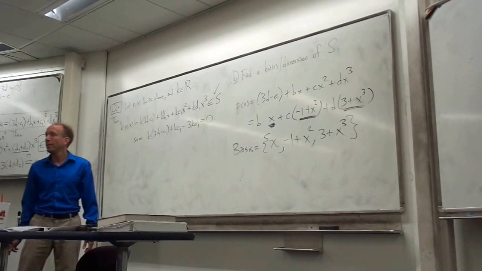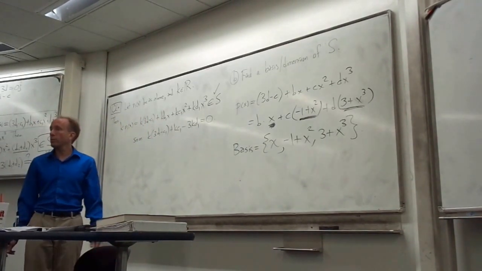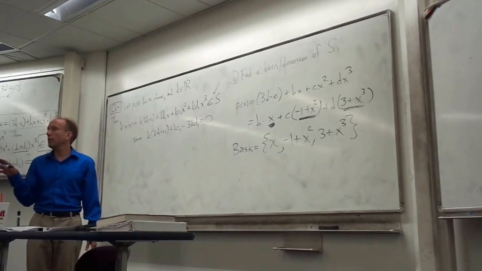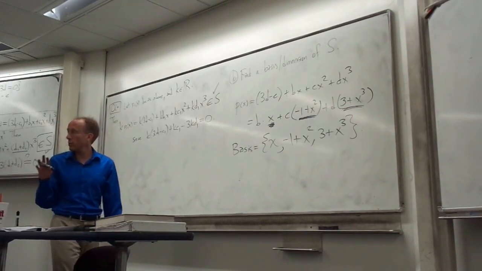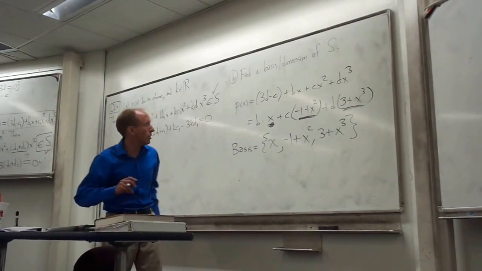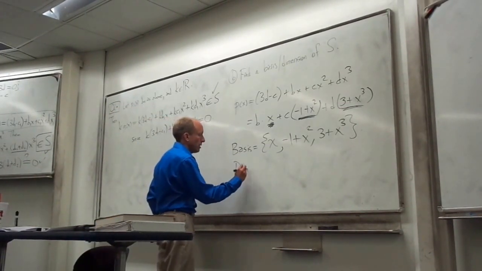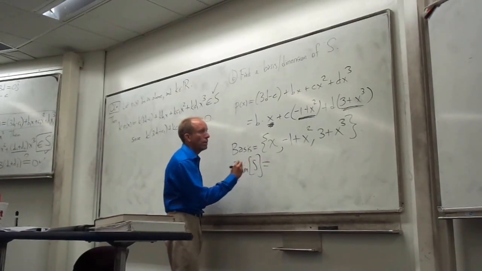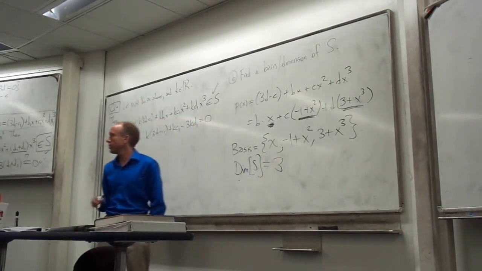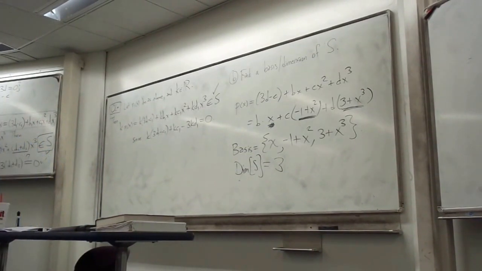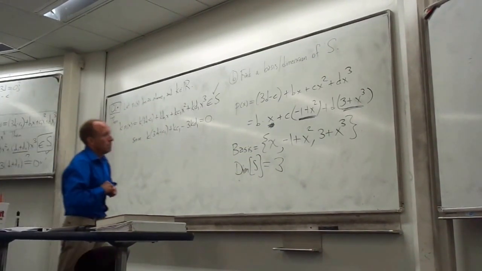Clear enough? Okay, is everybody okay with that? We don't need to put it into a matrix here. We can actually just leave them as polynomials and work with it that way. And so what would be the dimension of S here? 3. Right, 3 vectors, so it's 3-dimensional. Okay? That look good to everybody?